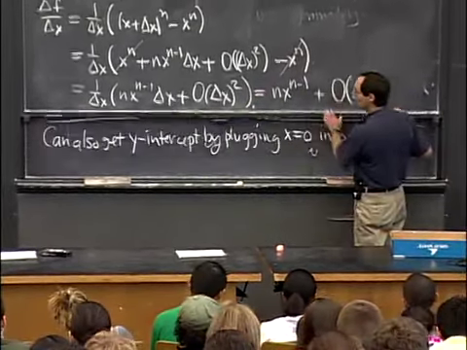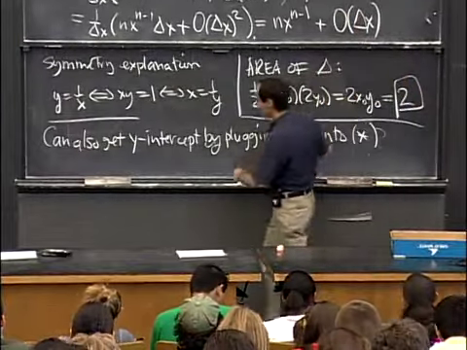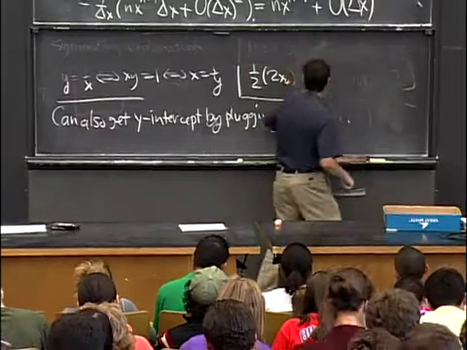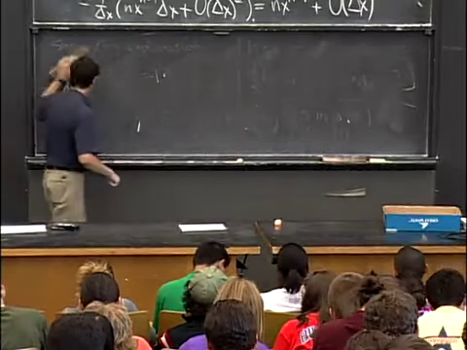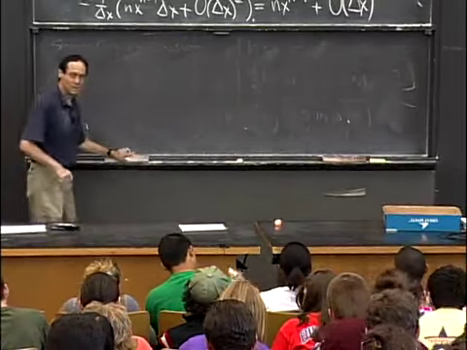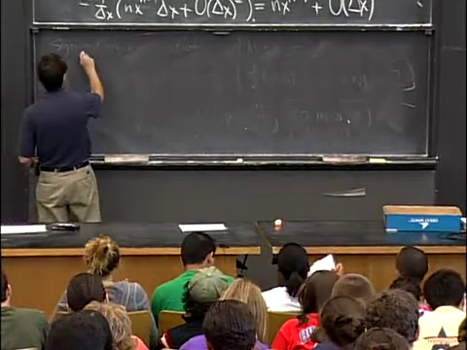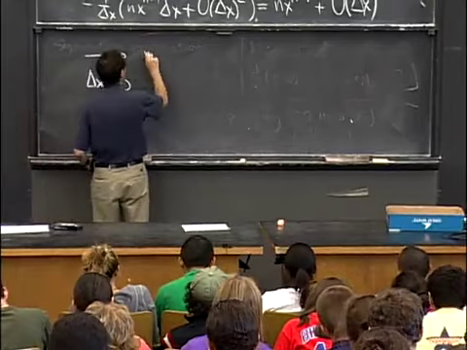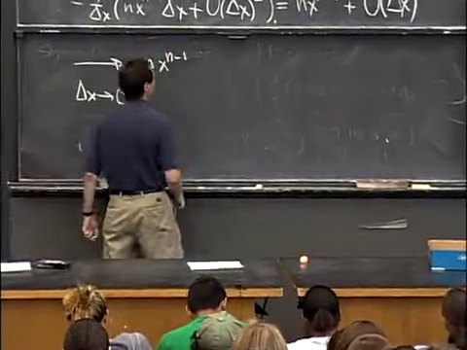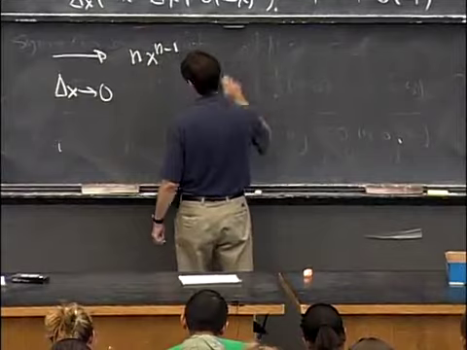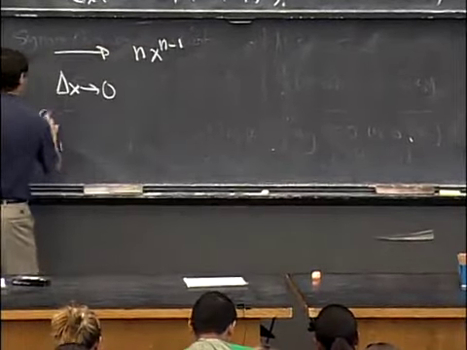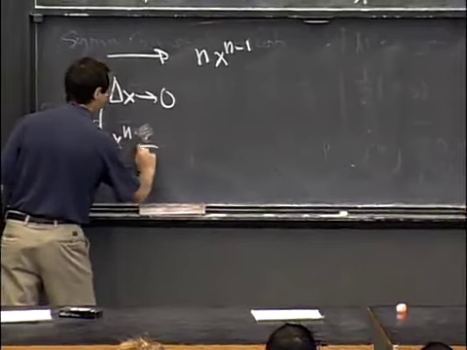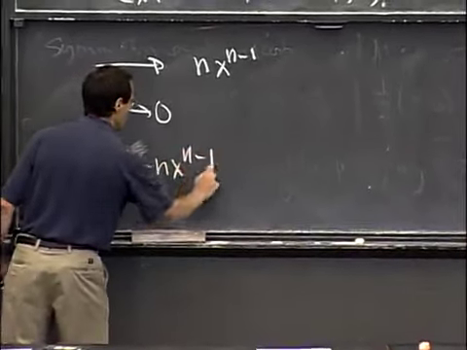And now I can just take the limit. In the limit, this term is going to be 0. That's why I called it junk originally, because it disappears. And in math, junk is something that goes away. So this tends to, as delta x goes to 0, n x to the n minus 1. And so what I've shown you is that d by dx of x to the n is equal to n x to the n minus 1.